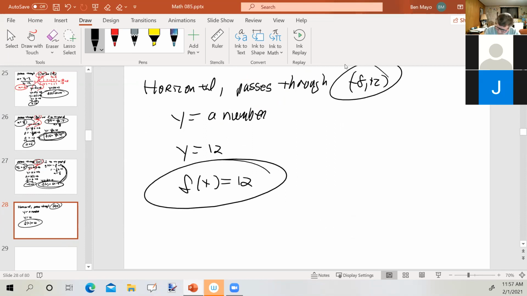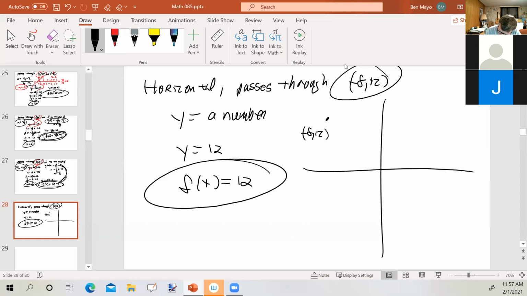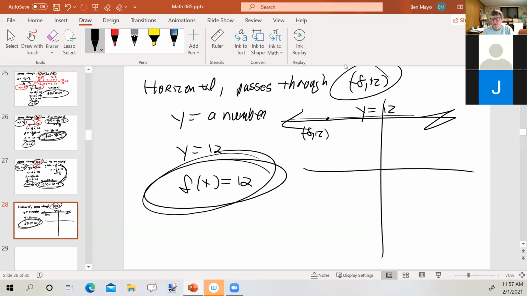Think of it a different way. Let's say we had a horizontal line passing through -8, 12. Okay, so there's the point -8, 12. Well, that would be a horizontal line that would be y equals 12. So f of x equals 12. All right. If you took Math 85, back in chapter 3, you did problems just like the ones we went through right now, except that they didn't use function notation. So if this seems familiar, it should be, if, like I said, you took Math 85.